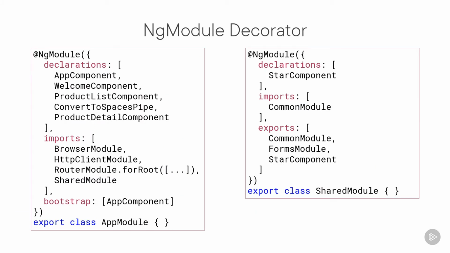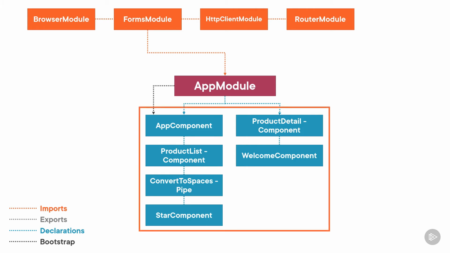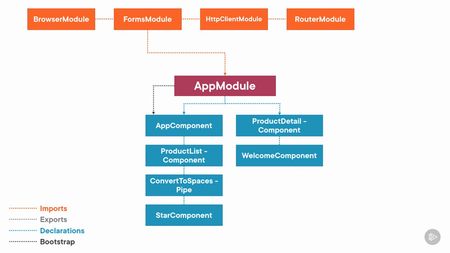Now that we've covered the basics of the NgModule decorator, let's refactor our application into multiple Angular modules. So far in this course, we've used the root application module, AppModule. It declares all of our components and our pipe. It imports the system Angular modules that our component templates need. But this is getting a little unwieldy.